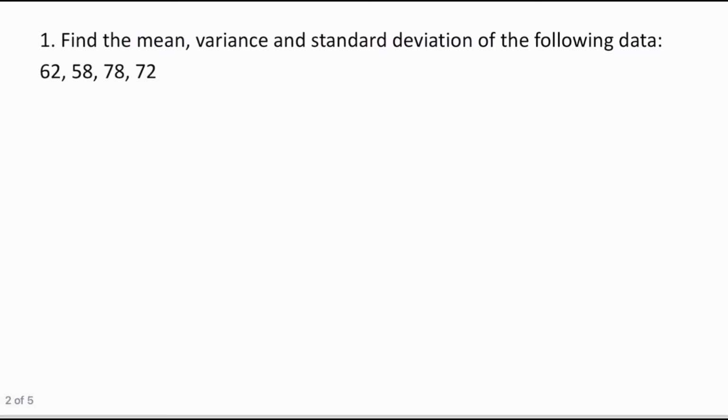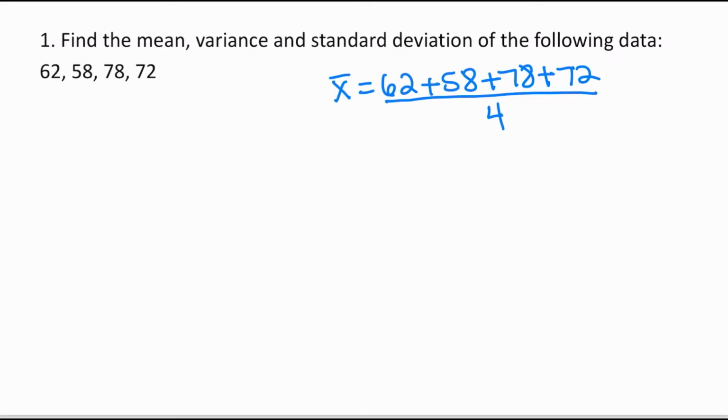In question number 1, we want to find the mean, variance, and standard deviation of the following data: 62, 58, 78, 72. So the first thing that we have to do is find the mean. The mean is just going to be the average. So basically all you're doing is adding up all the numbers and dividing by the amount of numbers. In this case, there's only 4 numbers. So I'm going to use my calculator to add 62 plus 58 plus 78 plus 72. And that's going to give me 270. When I divide 270 by 4, I get 67.5. So that means that the mean for this problem is going to be 67.5.